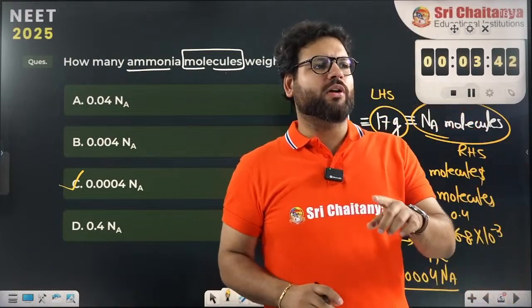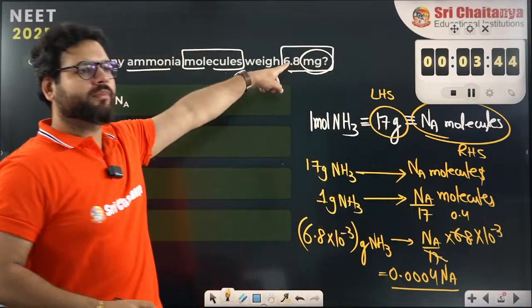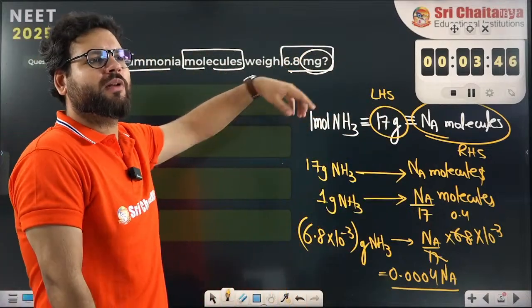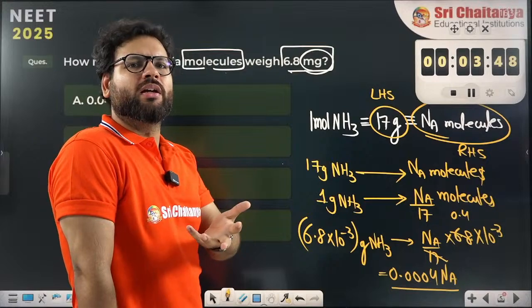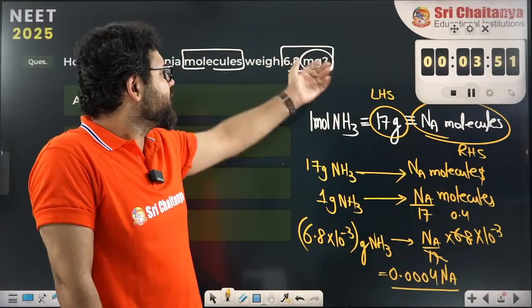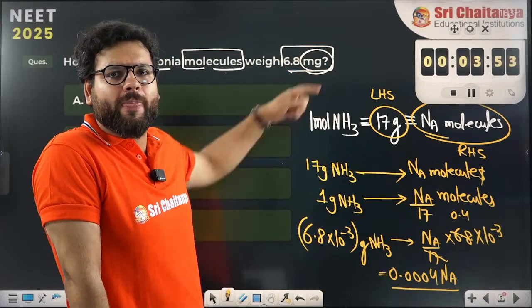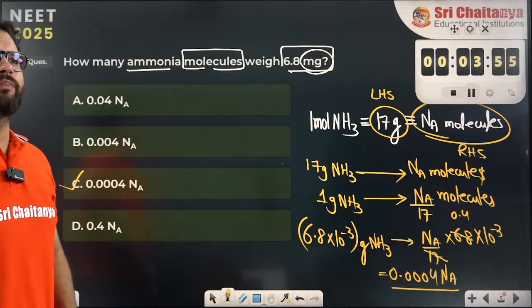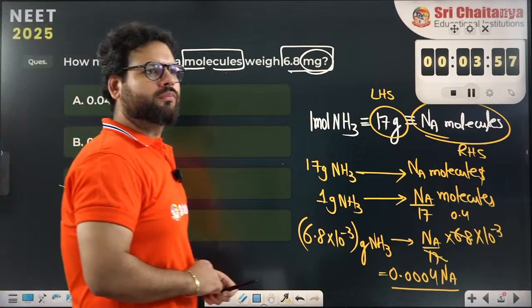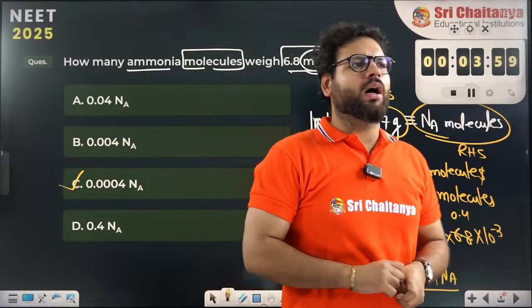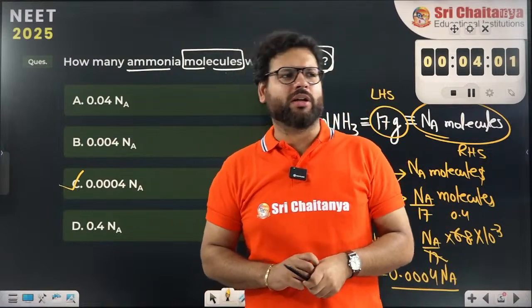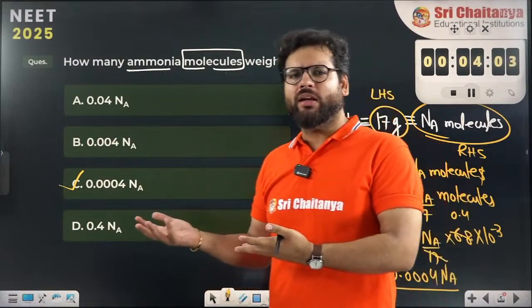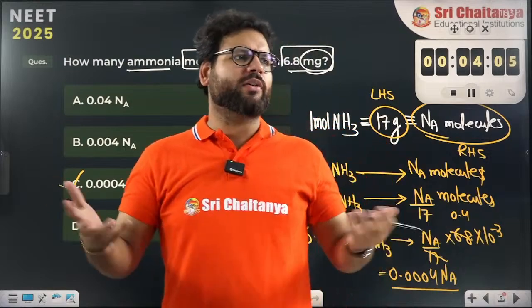You have done it for gram. I have told you it is milligram. You have to see carefully. NEET will confuse you like this only. You will not look at the units properly. It is milligram, not gram. Harita, it depends on the question. If Na is given, you can keep it in Na. If the full value is given, you can keep it as full value.